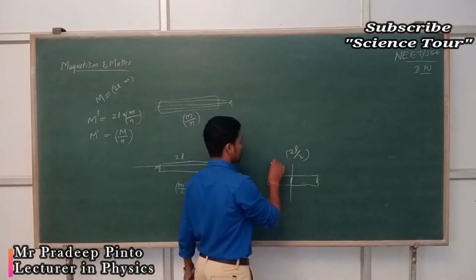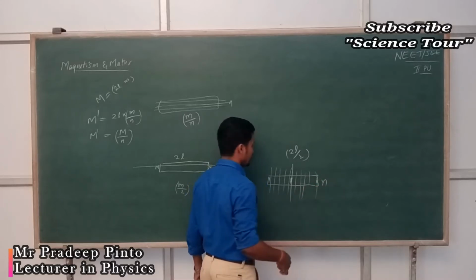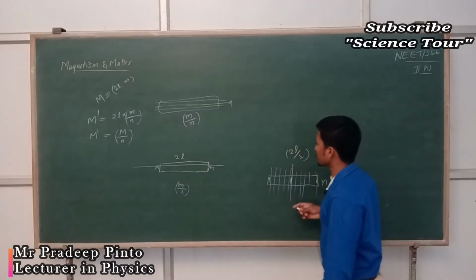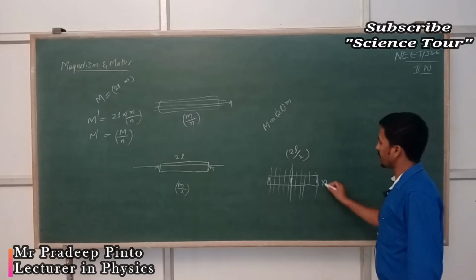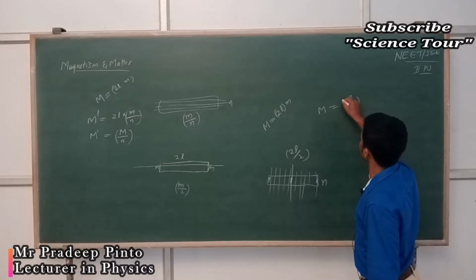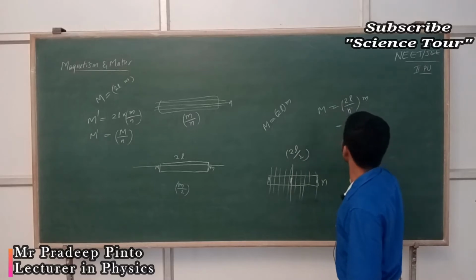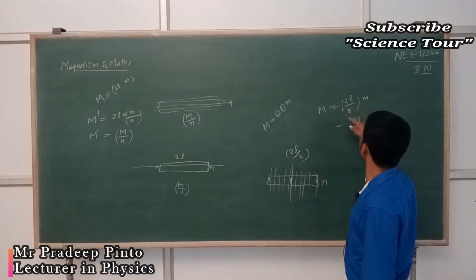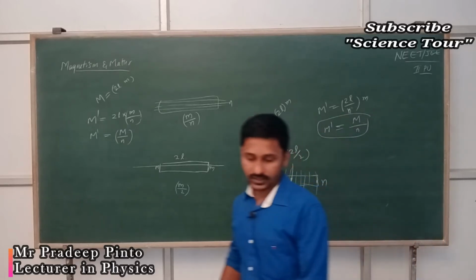Now what I am going to do here is also cut into n equal parts vertically. Then what happens? Earlier the magnetic moment was 2L into m. Now the length is divided into n times, but the pole strength remains constant, so 2L into m is nothing but M, and the pole strength of each part is m dash, which is equal to m by n, like that we can write.